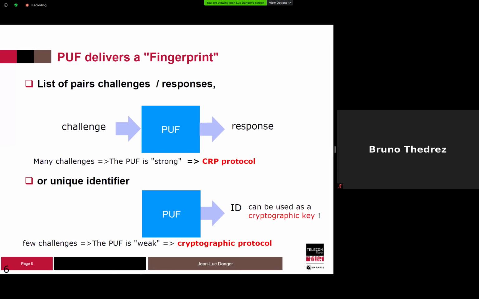Another way to use a PUF is to generate a single identifier, which can be used as a cryptographic key. But in this case, you need a cryptographic protocol. The interest of the challenge response pair protocol is that it's non-cryptographic and very easy to implement.